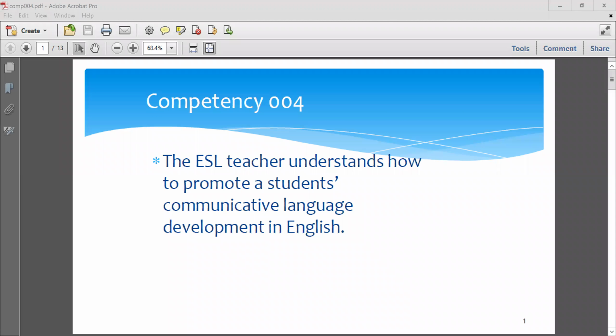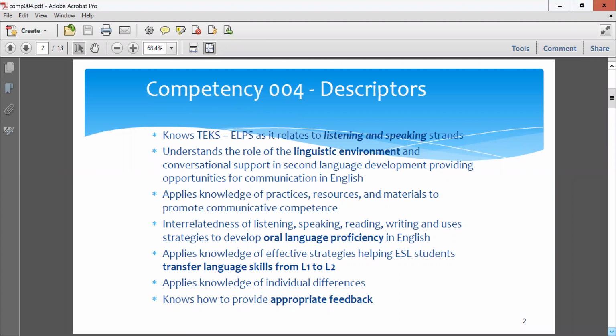Competency 4. The ESL teacher understands how to promote a student's communicative language development in English. What that means is basically oral proficiency. The descriptors for this competency include knowing the Texas Essential Knowledge and Skills and the ELPS, the English Language Proficiency Standards, as they relate to the listening and speaking strands.